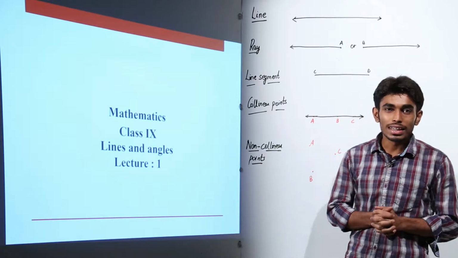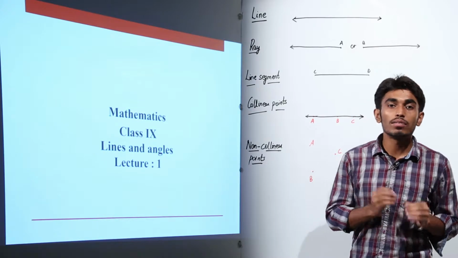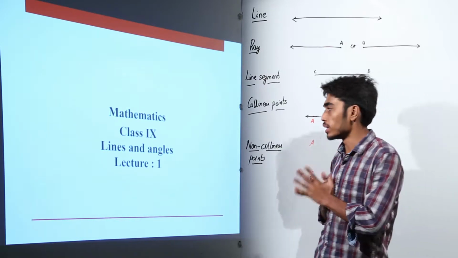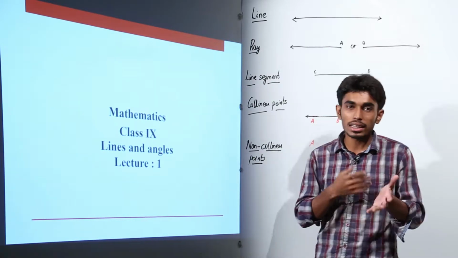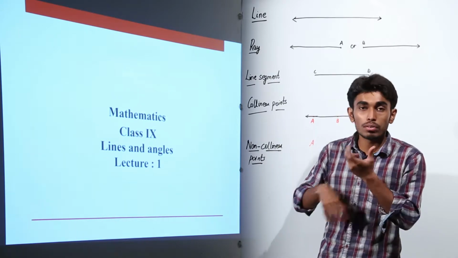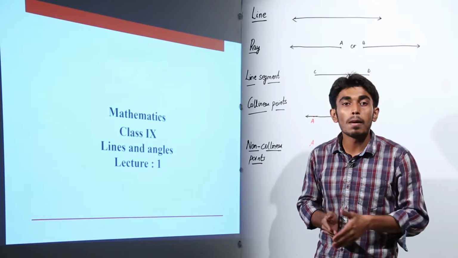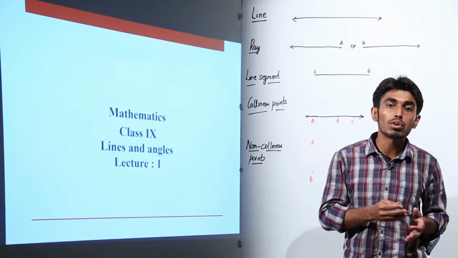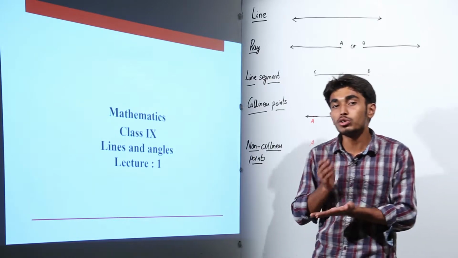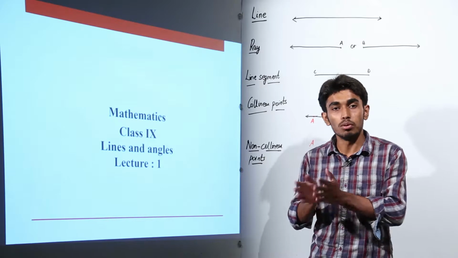So students, the next chapter that we are going to do is lines and angles. This is a very important chapter of mathematics. Why? Let's take an example. If we want to construct a plan or a design of a building, we need to draw some parallel lines and then we need to draw some intersecting lines. So we need to know the properties of parallel lines as well as intersecting lines both, right?